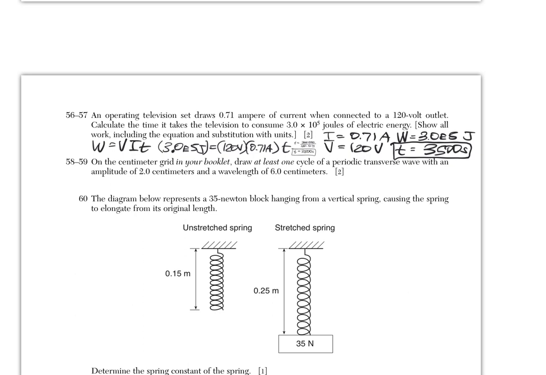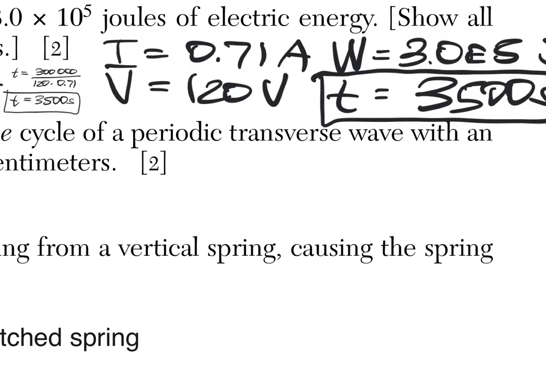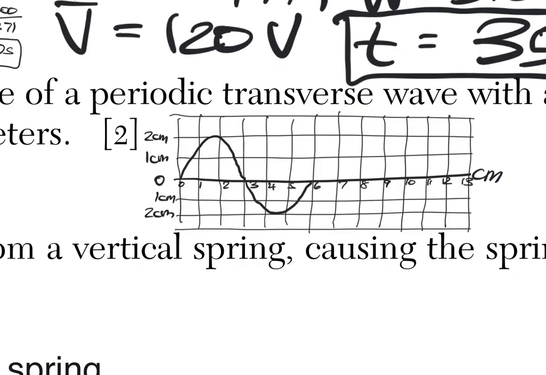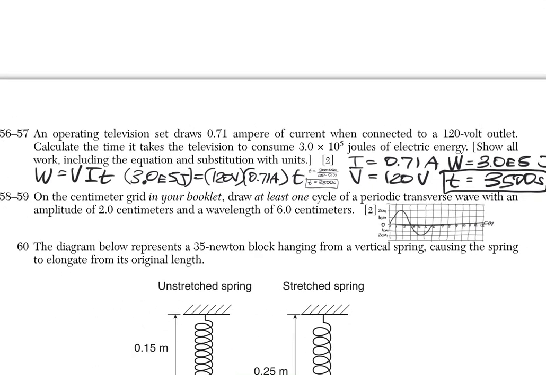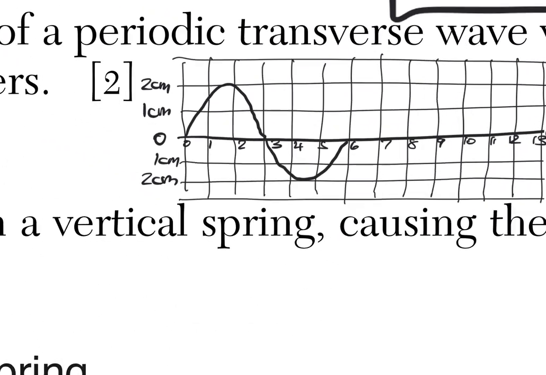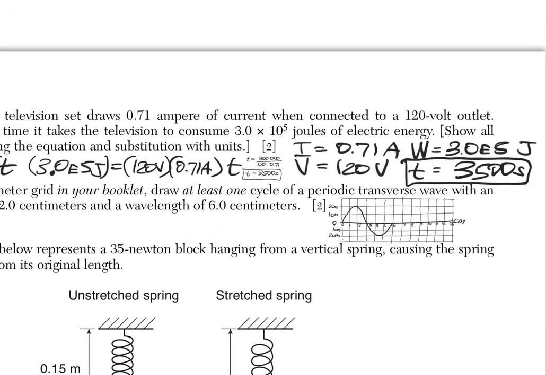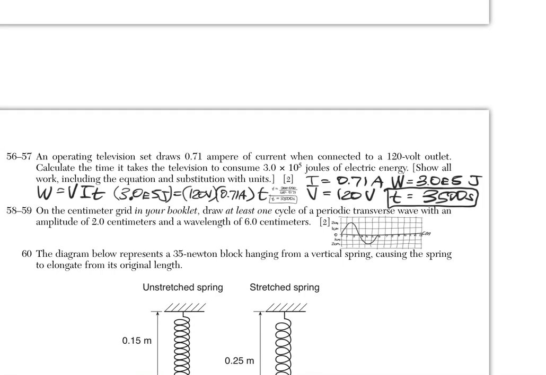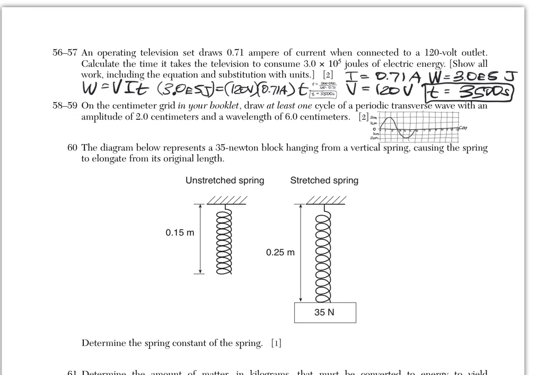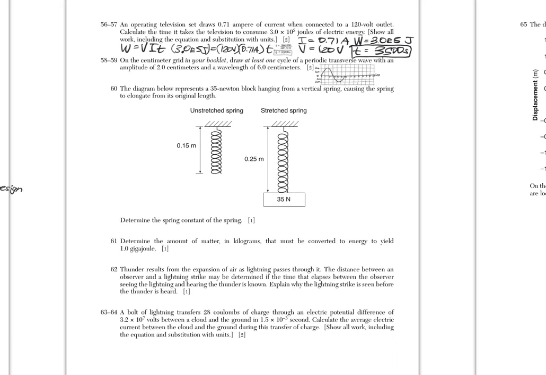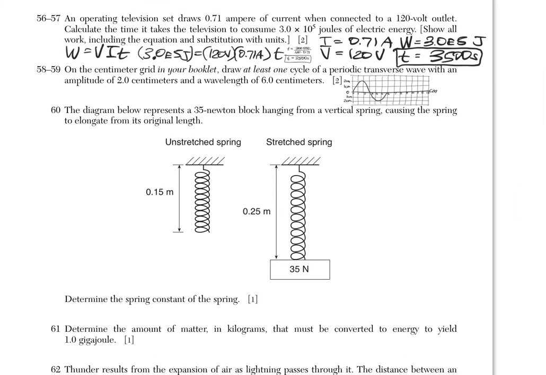So 58:59, I don't have a centimeter grid, so I'm going to make a centimeter grid here. But it said amplitude of 2, wavelength of 6. So I copied the grid from the answer book. And so this guy here, we have 2 centimeters of amplitude and 6 centimeters of wavelength. The one cycle needs to complete in 6 centimeters. It only says 1 cycle, so that's all that I drew. 60 is by itself.